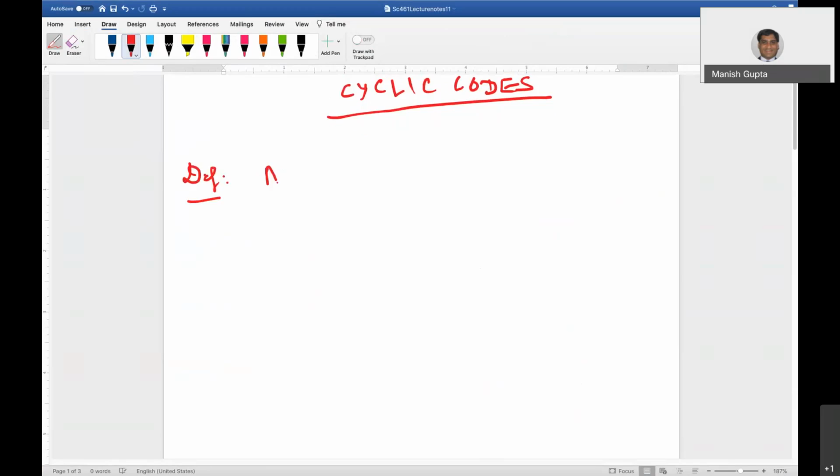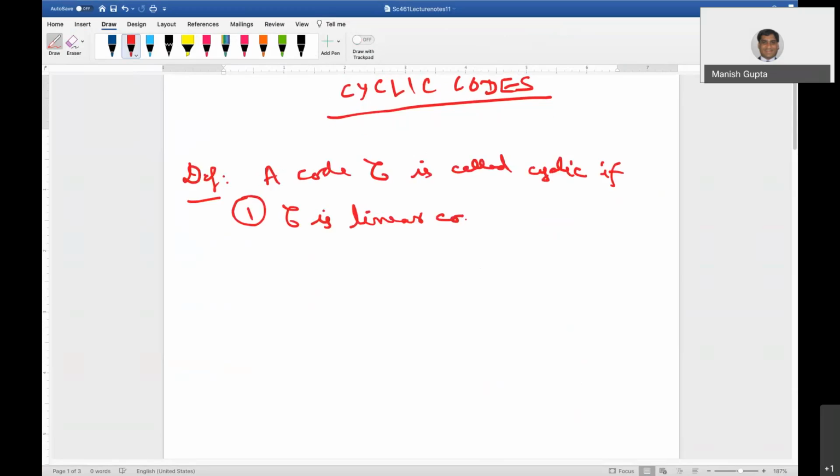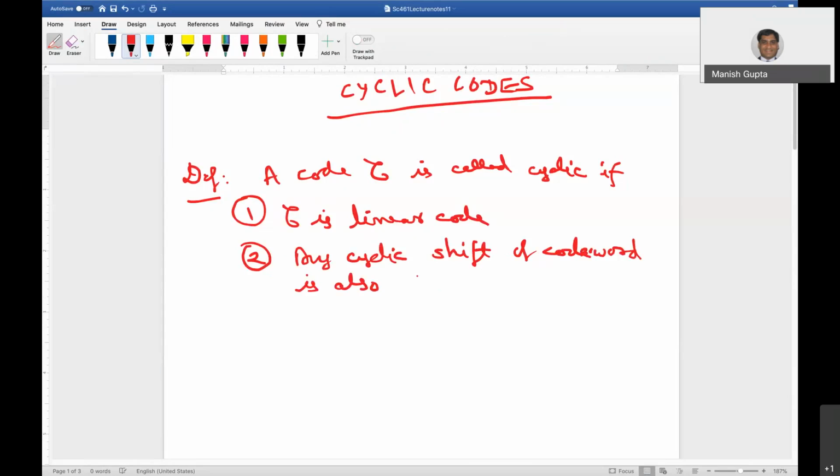A code C is called cyclic if, first condition, C is a linear code, and second condition, any cyclic shift of a code word is also a code word.